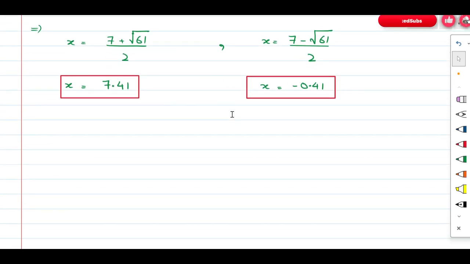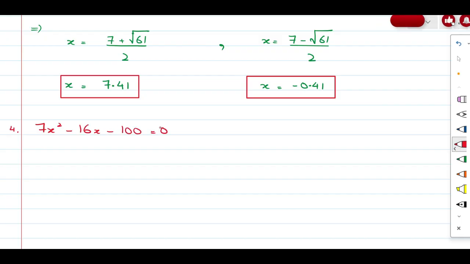Okay, so the fourth example, it's number 4. The fourth example is 7x squared minus 16x minus 100 equals 0. I'm assigning you this example for practice. You have to solve this question and send me your answer in the comment section. Up to 2 decimal places you need to solve the answer of that quadratic equation, right?